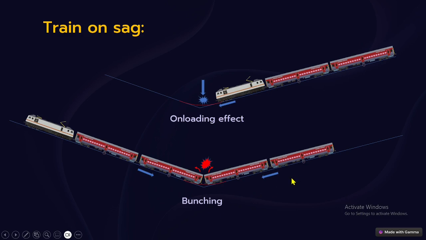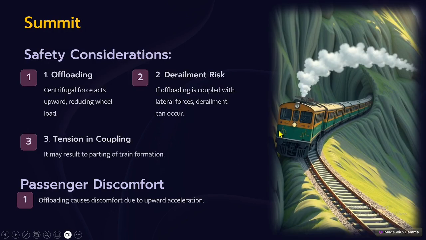So this is to be taken care. Coming to the summit point, from the safety point of view, as already discussed, there is offloading because centrifugal force acts upward here. Because of that, offloading will take place, and it is coupled with some lateral force or curvature existing at the location, which results in derailment.